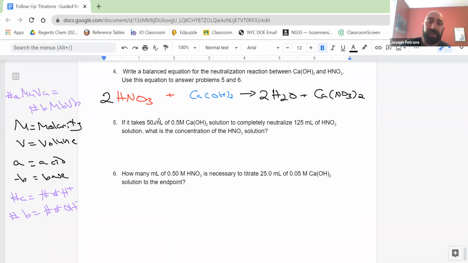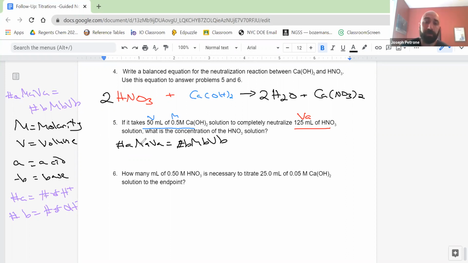So number 5 says it takes 50 milliliters of 0.5 molar calcium hydroxide. So here we have our volume and molarity of base to completely neutralize 125 milliliters of HNO3. So we have our volume of acid. We want to know the concentration of the nitric acid solution. Okay. Once again, we're going to be using our titration formula, but it's going to be modified. So we have number A, MAVA equals number B, MBVB.